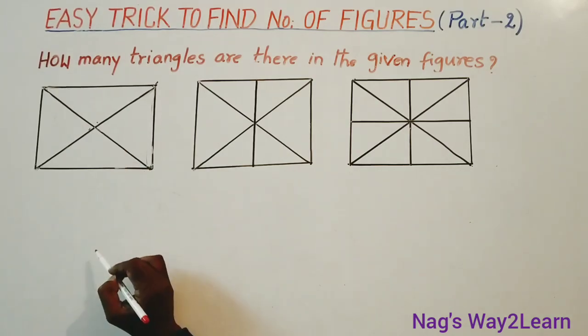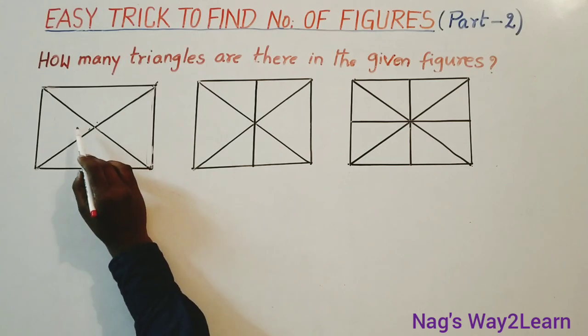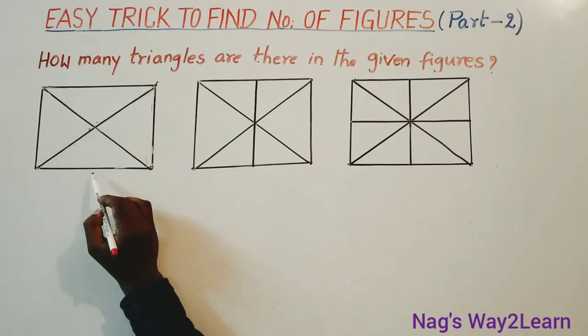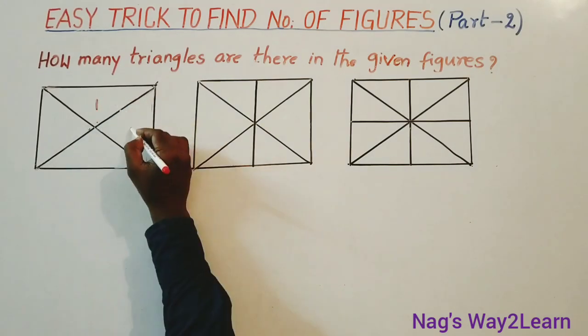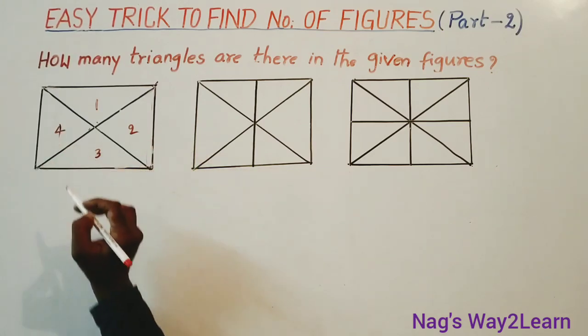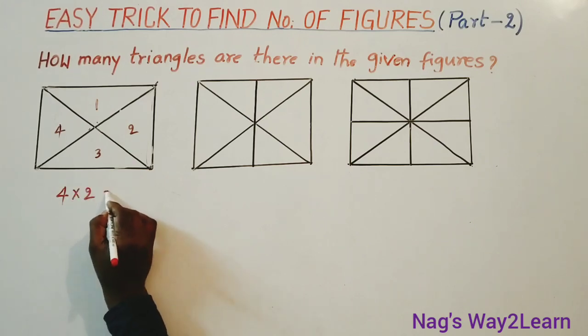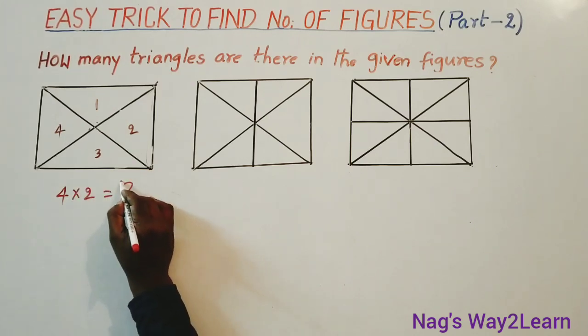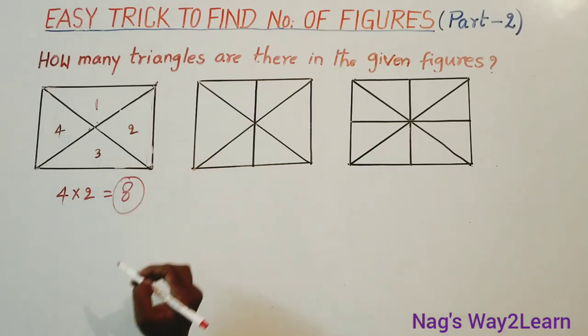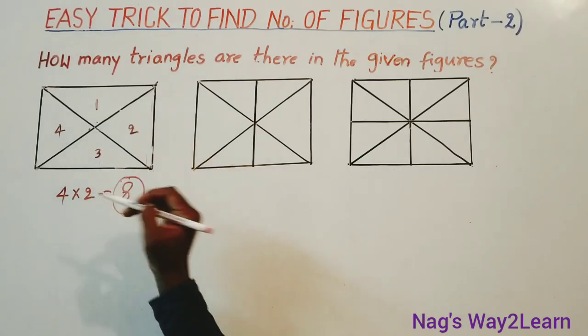But to count like this, it will be very difficult, so I will explain you a short trick here. You simply count how many parts are there. So this is 1, 2, 3, 4. 4 parts are there. You just multiply 4 with 2. So 4 2s are 8. So totally there are 8 triangles. You just multiply the number of parts with 2.